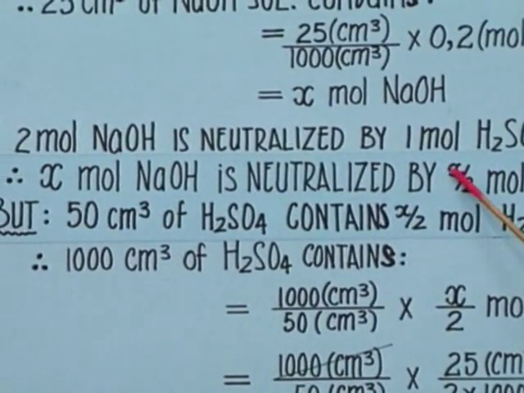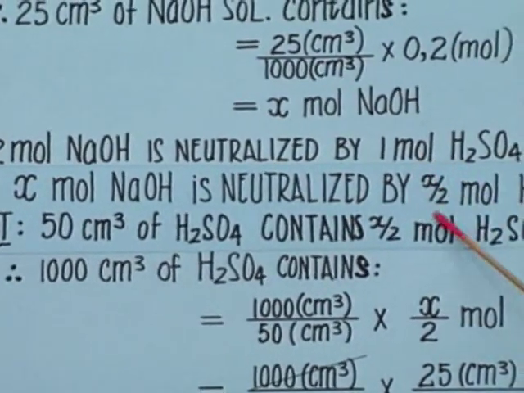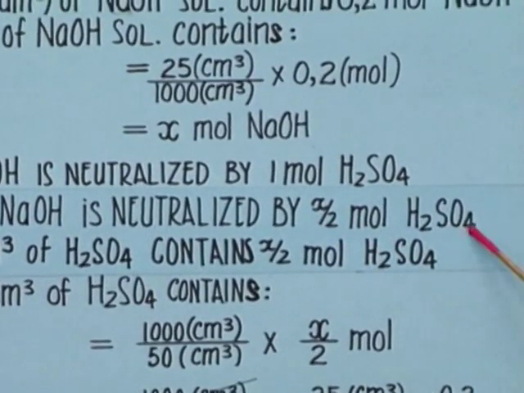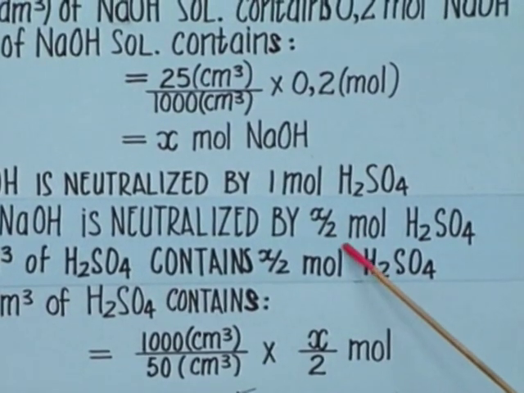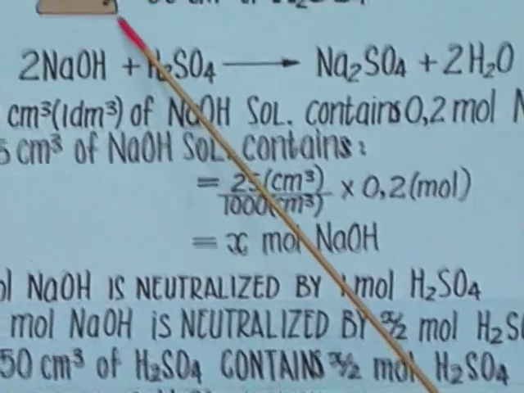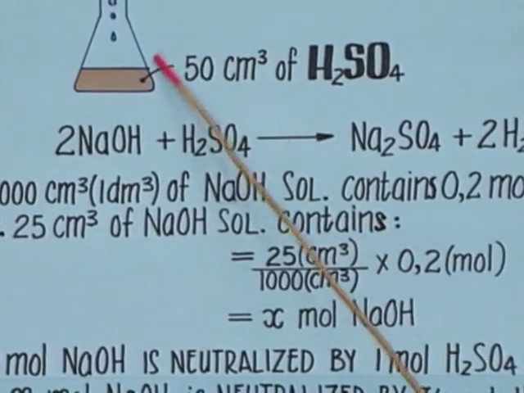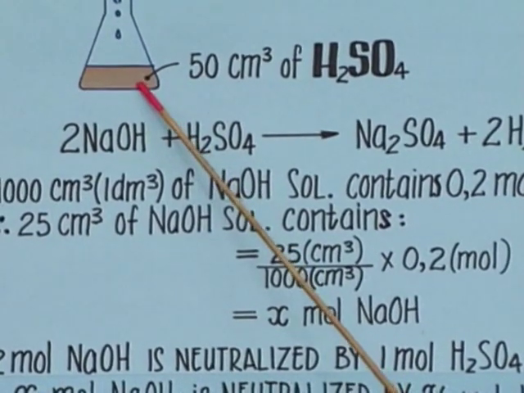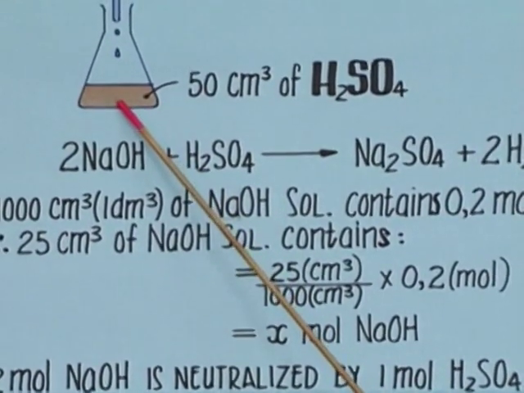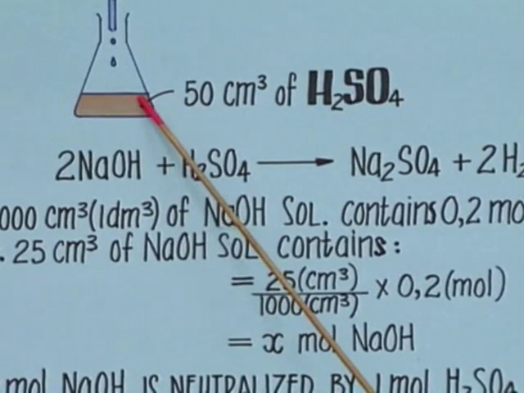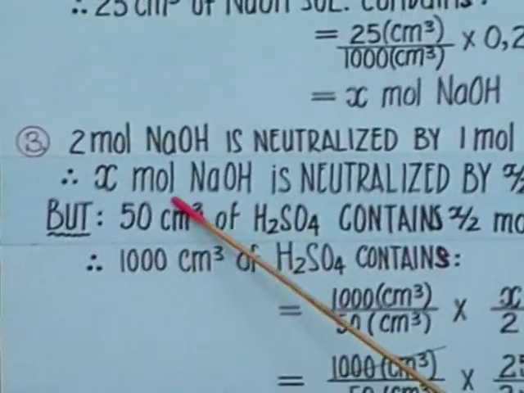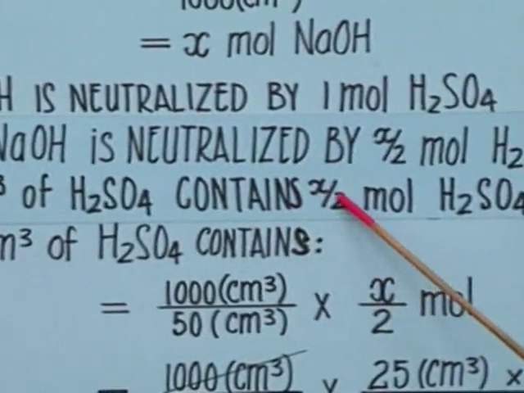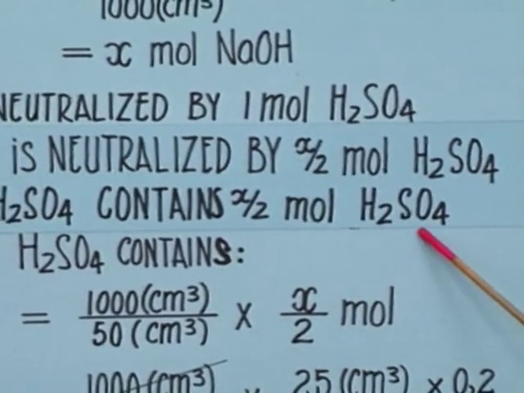All right. But this X over 2 moles of sulfuric acid is contained in what volume of sulfuric acid? Think of this. Just look at our sketch again. 50 cubic centimeters, sir. We placed exactly 50 cubic centimeters of sulfuric acid in a conical flask. And obviously the X over 2 moles of sulfuric acid must be contained in that volume. So here we say 50 cubic centimeters of sulfuric acid contains X over 2 moles of sulfuric acid.